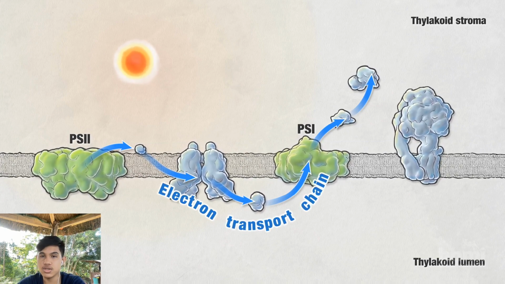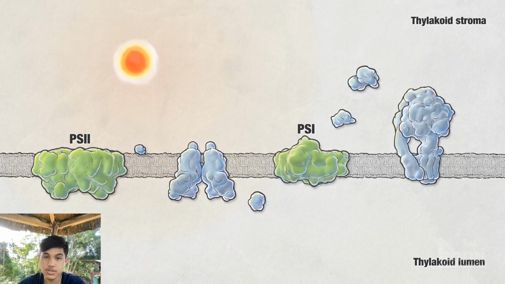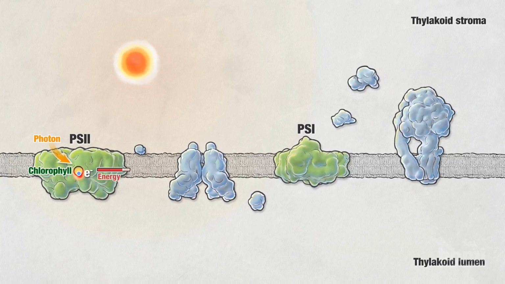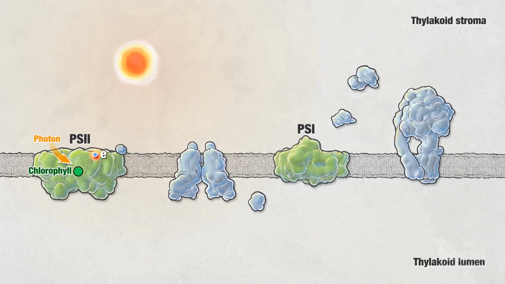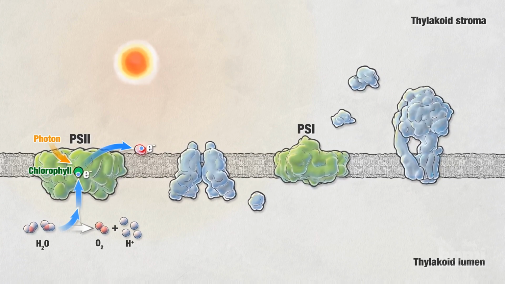Let's take a closer look to see how this process works. First, photons of light hit chlorophyll, a light-absorbing pigment, in photosystem 2. Electrons in the chlorophyll are excited to a higher energy level. The excited electrons are passed to an electron carrier. Meanwhile, water splits and releases electrons. These electrons replace those lost at photosystem 2.